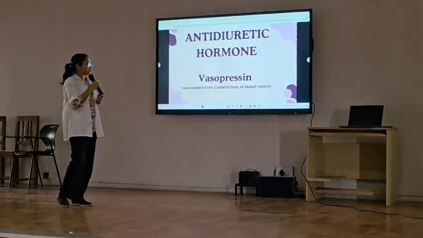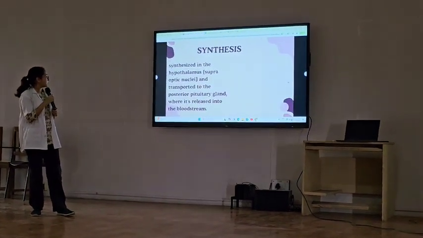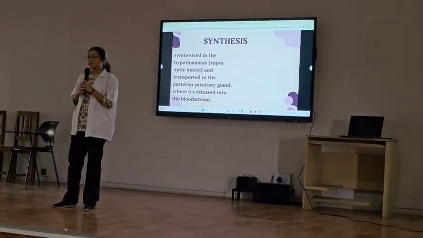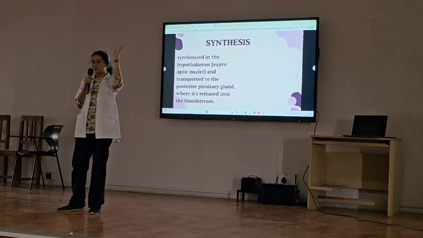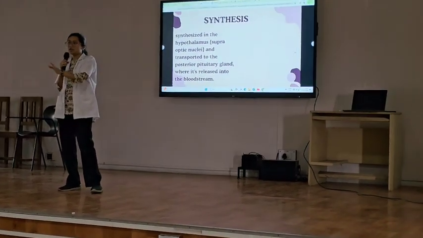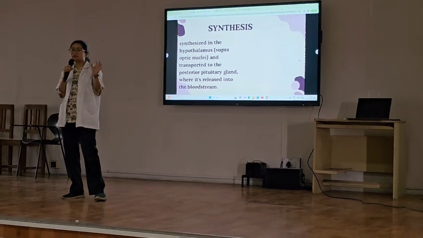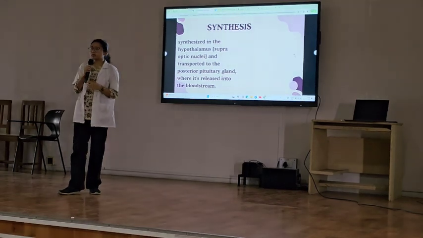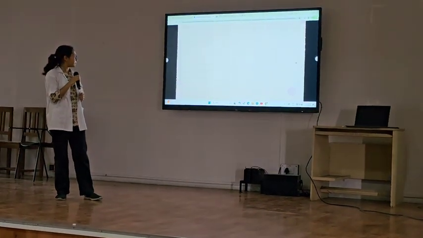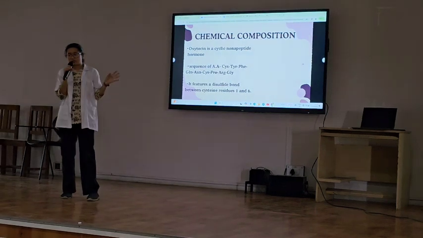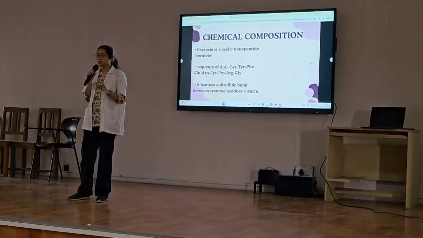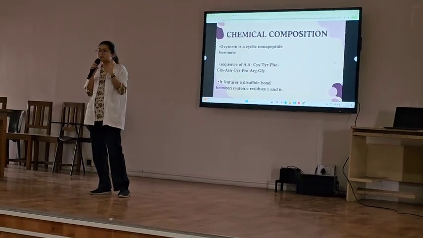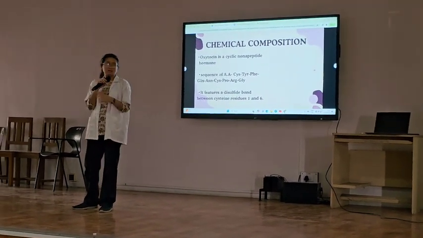So now coming to synthesis. ADH is synthesized in the supraoptic nuclei of the hypothalamus, and then it is secreted down into the posterior pituitary and then released into the bloodstream so that it can reach its target organs, that are blood vessels and kidneys. Now let's talk about the chemical composition of ADH. ADH is a cyclic nonapeptide. That means in one molecule of ADH there are 9 amino acids, and there is a disulfide linkage present between the cysteine residues 1 and 6.